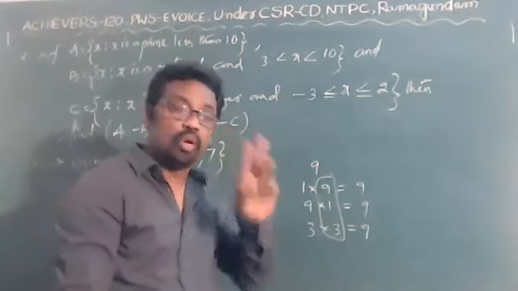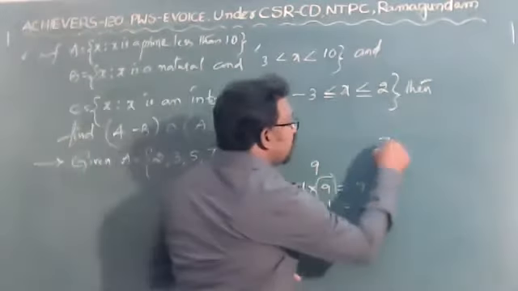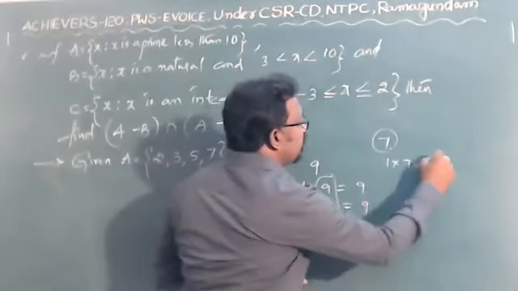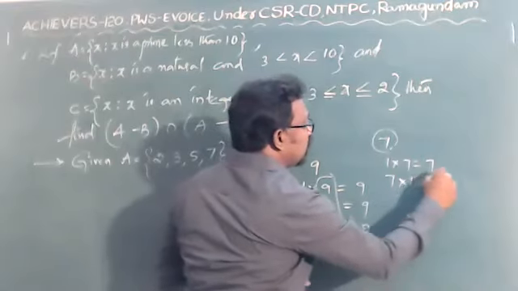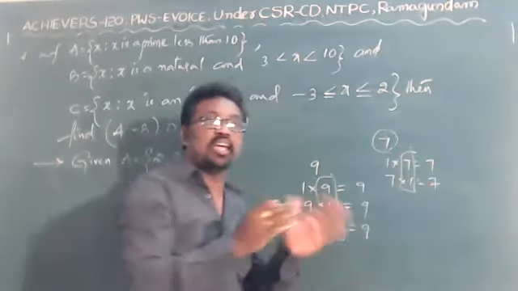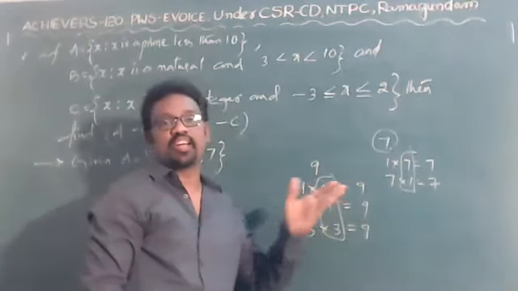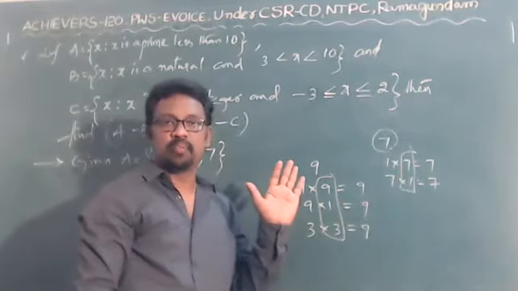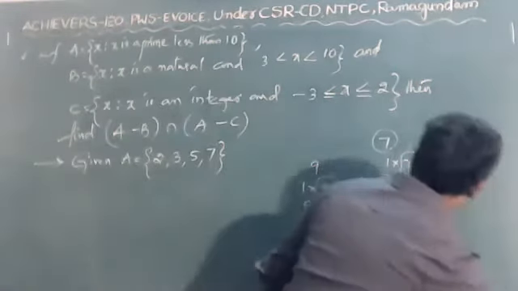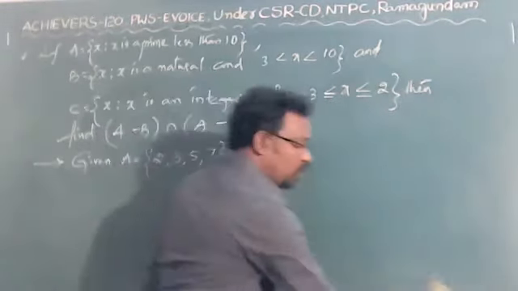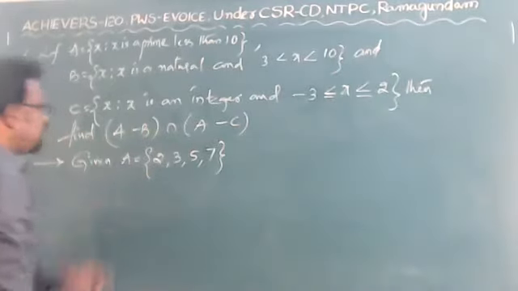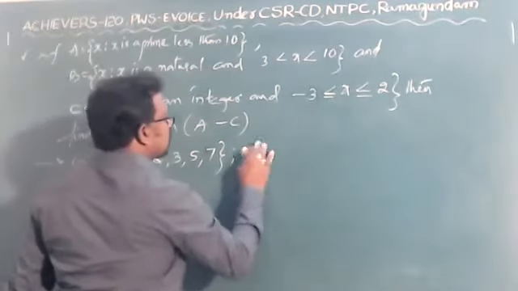A prime number will have only 2 factors. Let us take 7: 1 into 7, 7 into 1. You cannot see more than these 2 factors, 1 and 7. That's it, it is called a prime number. Okay, children? Yes. Now A, you got it.